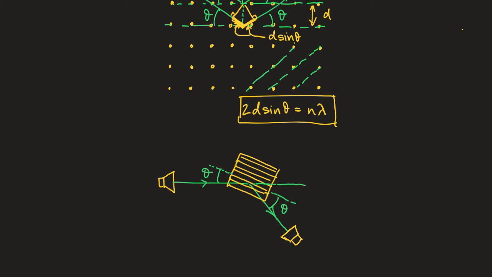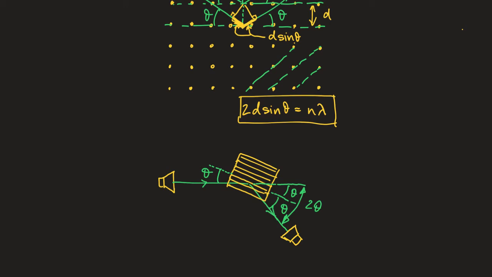But what that means is that every time you take the block, the crystal with the steel ball bearings in it, and you rotate it by an angle theta, then you have to rotate the receiver by an angle 2 theta, because this angle right here is also theta. Okay, so this is 2 theta.